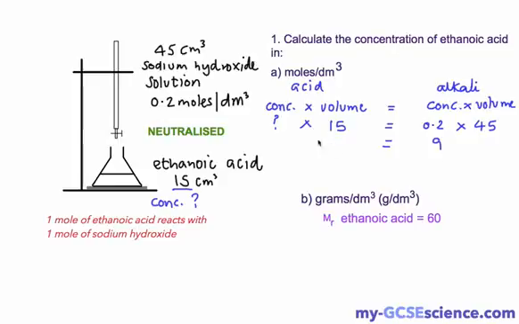So we have unknown times 15 equals 9, and if you're good at maths, you'll remember that to rearrange this, we say 9 over 15 is our unknown quantity. So 9 divided by 15 gives us an answer of 0.6. Okay, so that's our concentration in moles per decimeter cubed. So we might just write that under there. Okay, so the next question is asking us to calculate the concentration in grams per decimeter cubed.